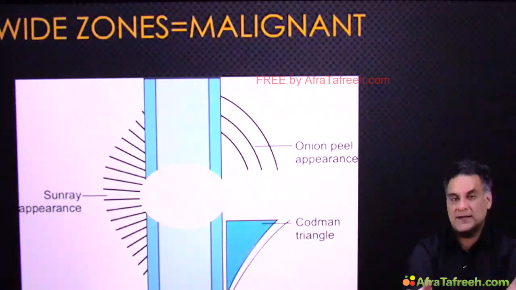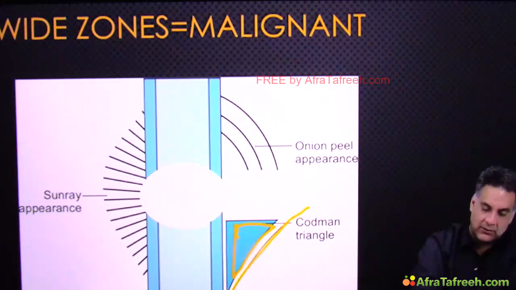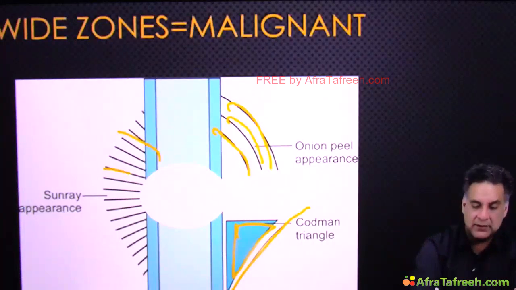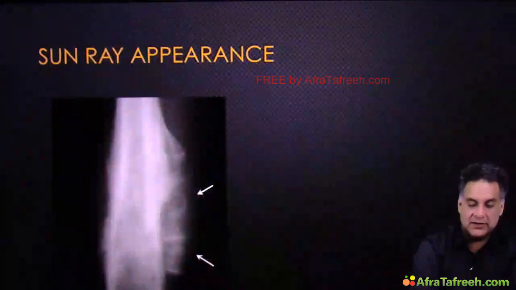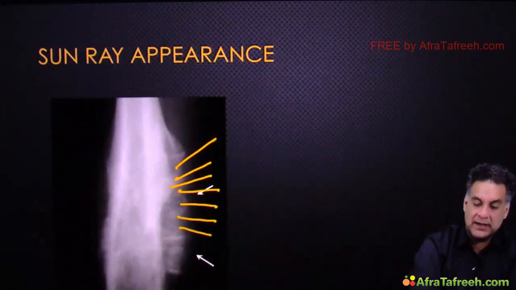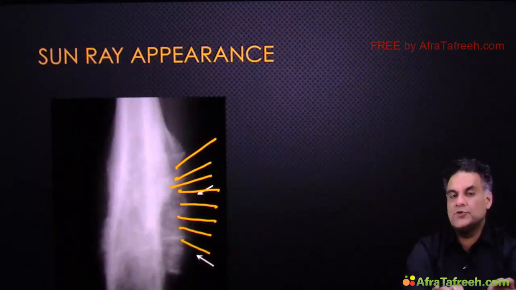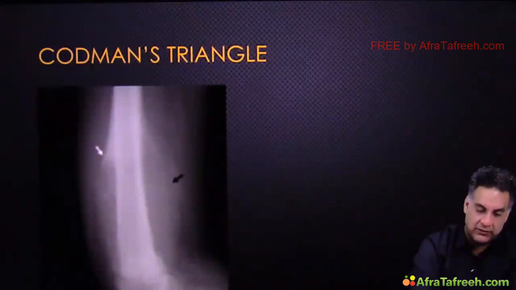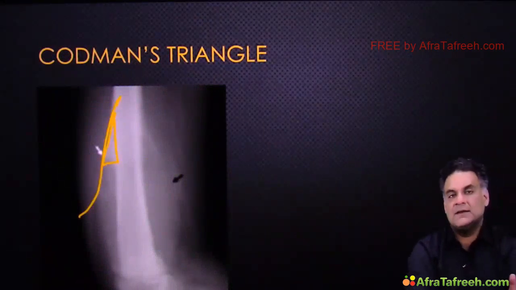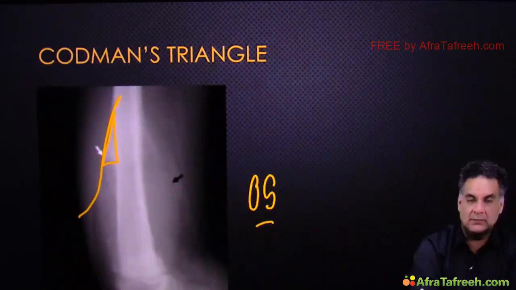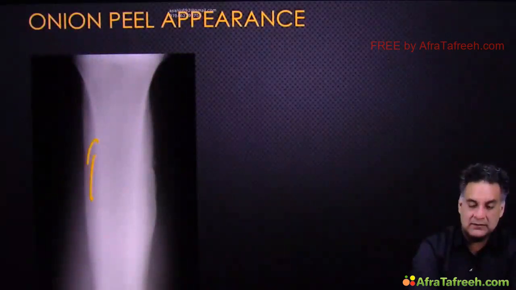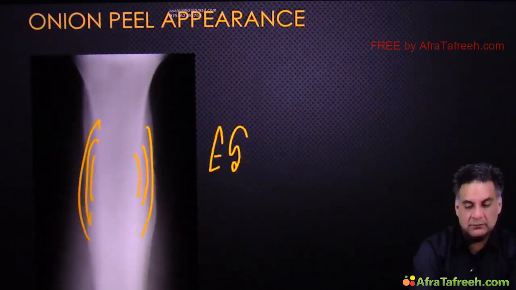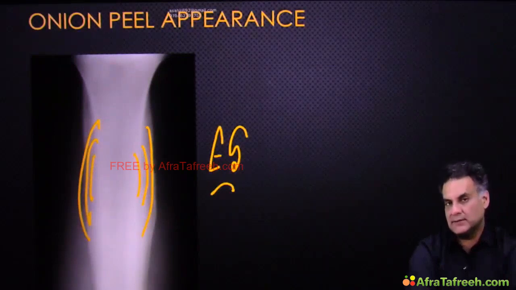Wide zone, 3 types. A triangular piece underneath, Codman's triangle. Multiple layers like the peels of an onion, but then you have the classical sun ray appearance. So when you have sun ray appearance, think about any malignant lesion, usually osteosarcoma. When you have a triangular piece of bone underneath, any malignant lesion, usually osteosarcoma. When you have multiple layers, that will give you a hazy feeling of the cortex. Onion peel appearance, any malignant bone tumor, usually Ewing sarcoma.